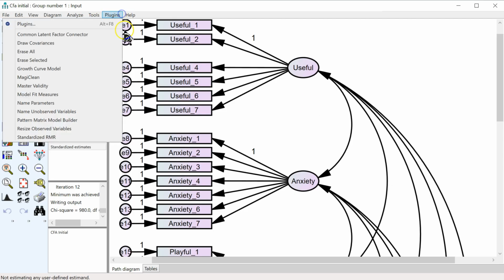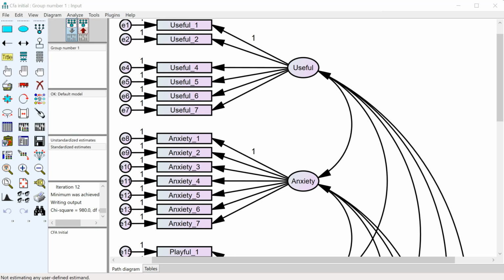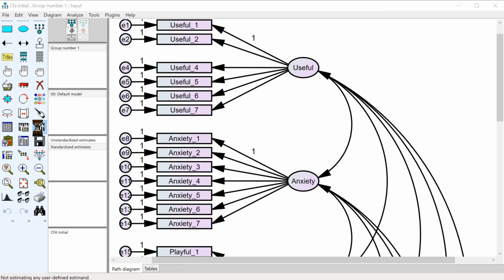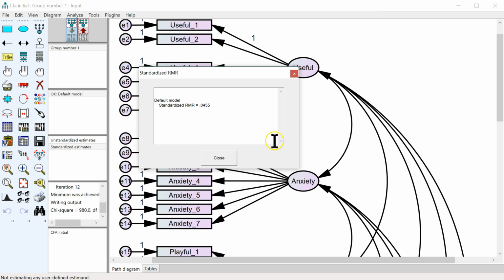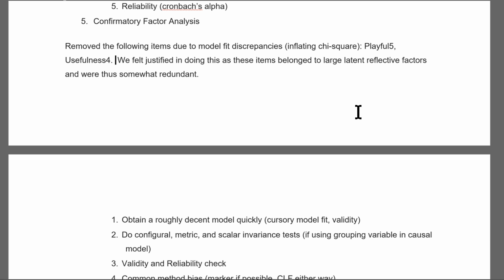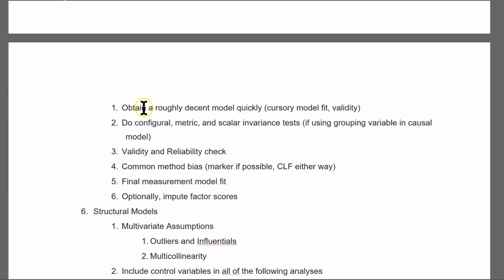So plugins, SRMR, let's see, standardized RMR. It's right here. And run. We want something less than, I think, 0.08. We have 0.045. We're doing great. So this is what I want to get to for model fit for now. This is great. So to obtain a roughly decent model fit, yeah, we're good.